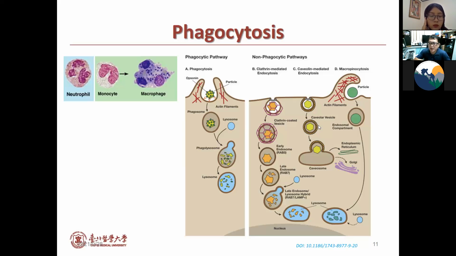Phagocytosis stores the particles in the lysosome, right? In the other, non-phagocytic pathways, they store the particles in the endosome, so it's not a lysosome. The endosome is different from a lysosome; it goes through the ER and other organelles. The lysosome digests physically only. That's the difference. But you learn one thing: phagocytosis is another weapon for macrophages and neutrophils.